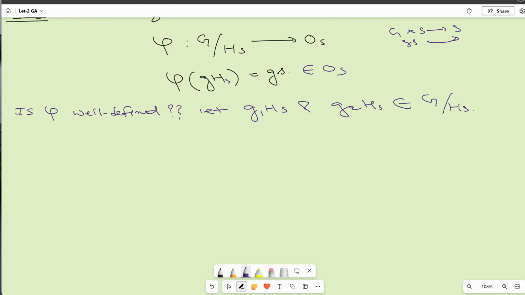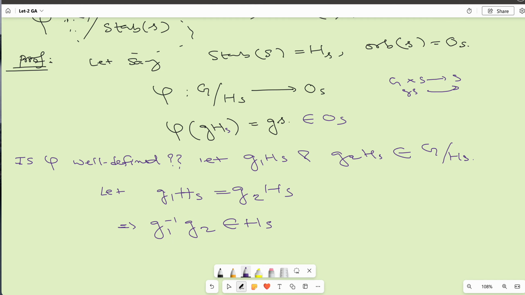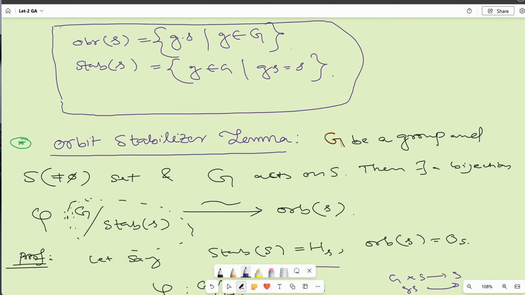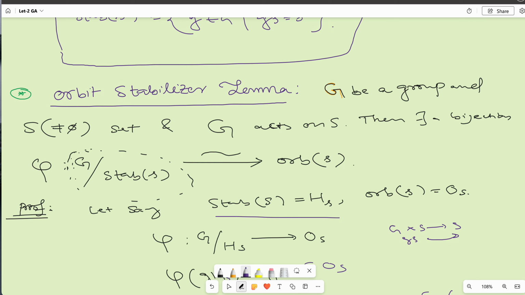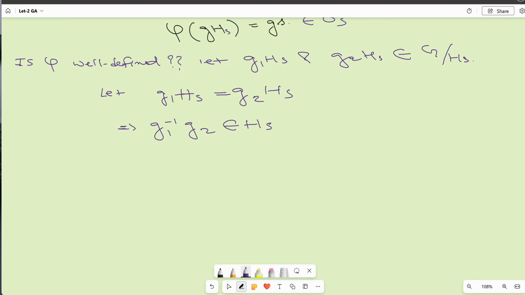Okay, so let g1 H_S equal g2 H_S. What does it mean? Two cosets are the same if and only if g1 inverse g2 is inside H_S. What is H_S? H_S means the stabilizer, which I have just defined. The definition of stabilizer says it is all those g inside G which fix S. So this element fixes S, which implies g1 inverse g2 of S equals S.